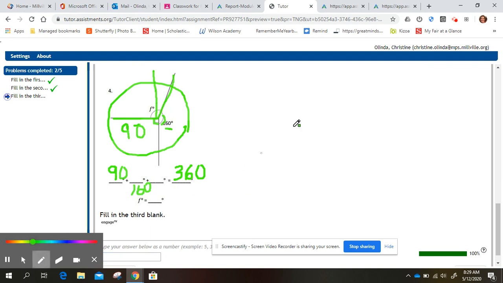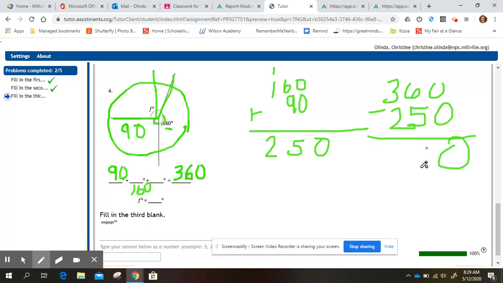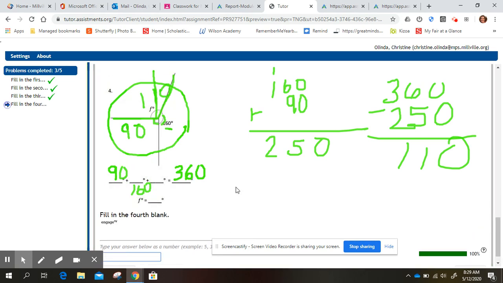Fill in the third blank. Well, just like before, we know that 160 plus 90 is 250, but that wouldn't be the answer here. Now I need to subtract from 360. 0 take away 0 is 0, 6 take away 5 is 1, 3 take away 2 is 1. And so that angle that's missing would be 110 degrees. There we go. That would be my third blank, 110. And I'll hit submit. And now the fourth blank was 360 because that's our total.